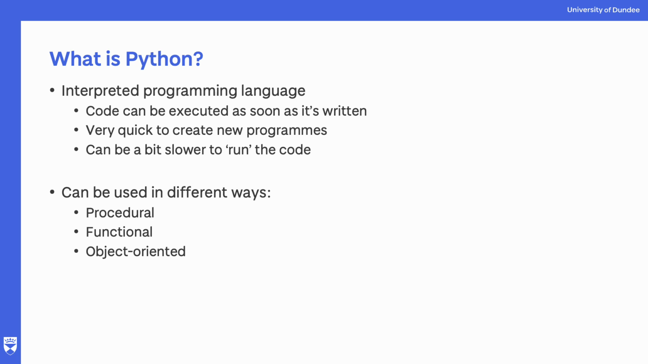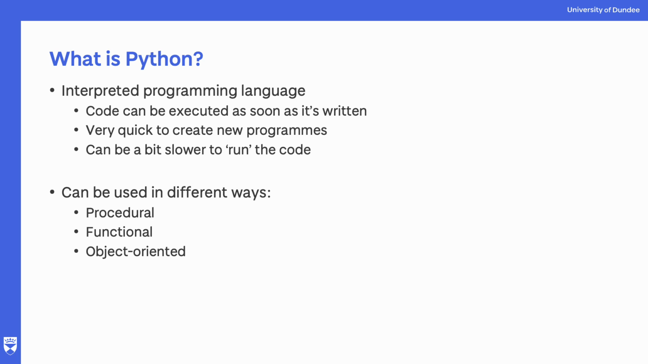So you might hear different languages referred to as being a procedural language, a functional language, or an object-oriented language. And Python can be used in all of these ways. So object-oriented programming is where you start to create sets of data that you can only access through particular methods or functions, and that allows you to create an abstract representation of a real-world object.